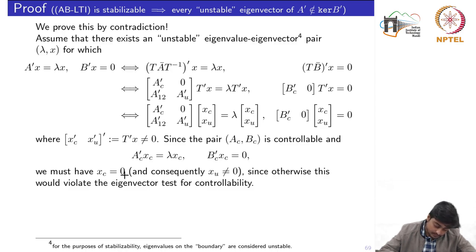Now note that here in this equation we have xc and xu. Xc and xu is not equal to 0. Right? And we already know that xc is equal to 0. It means that xu should definitely be not equal to 0. Therefore, consequently xu is not equal to 0, because the complete vector itself is not equal to 0. Since otherwise this would violate the eigenvector test for controllability. Right?